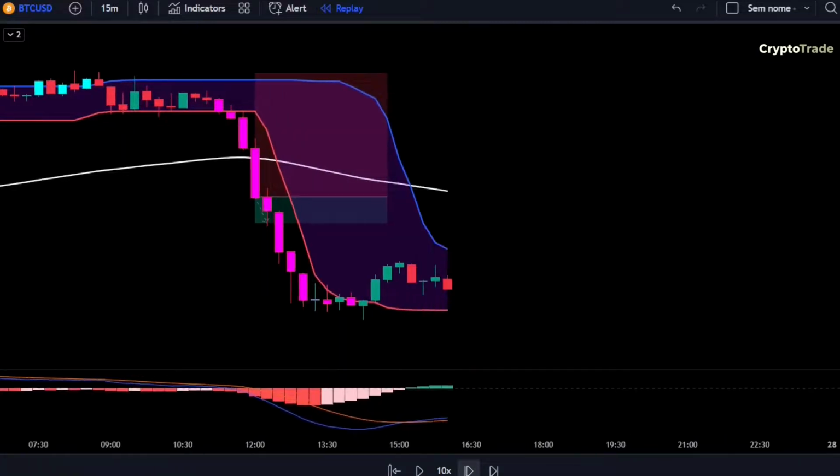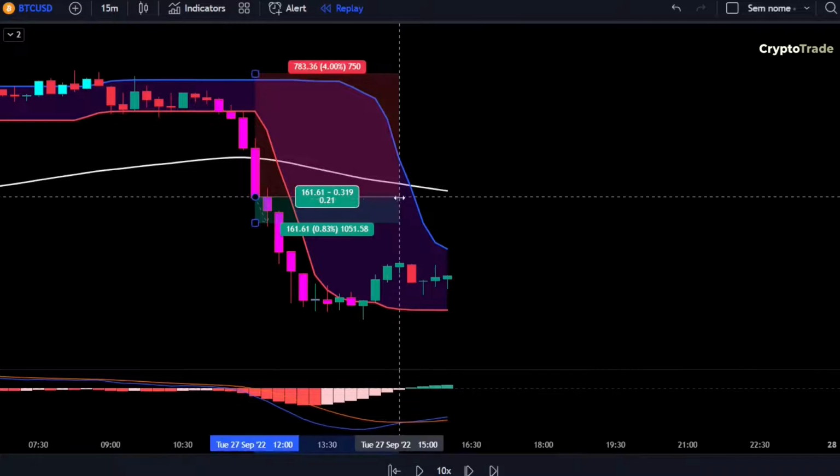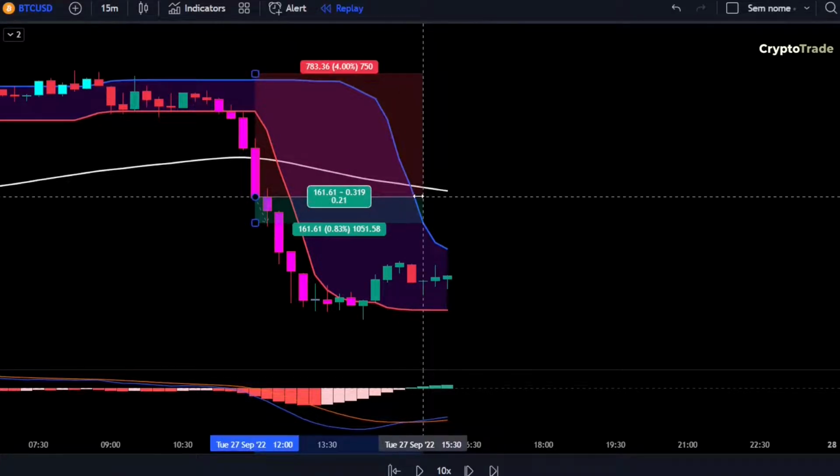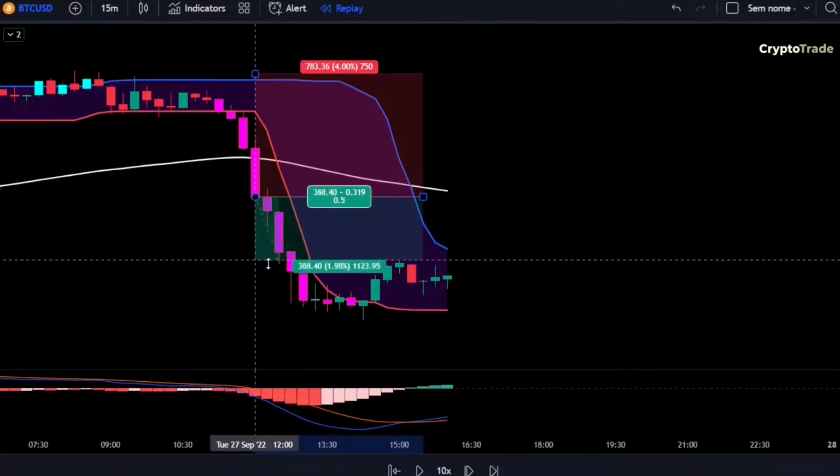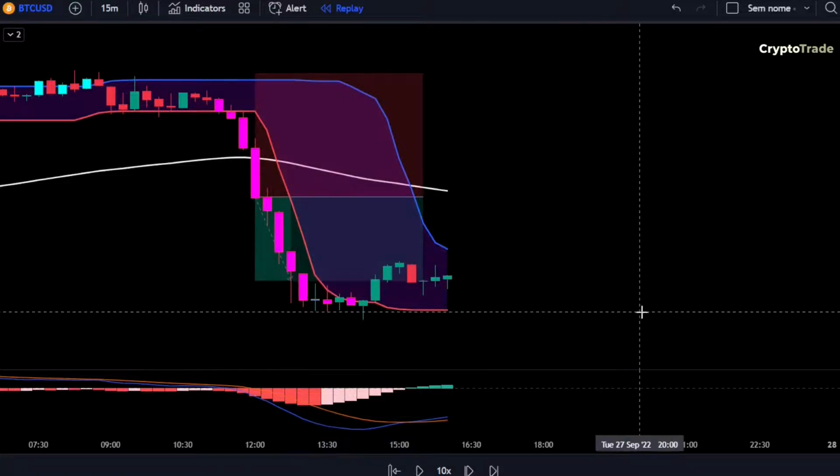The MACD blue line has crossed the orange line upwards. It's time to close the trade with profit. Let's look for the next trade.